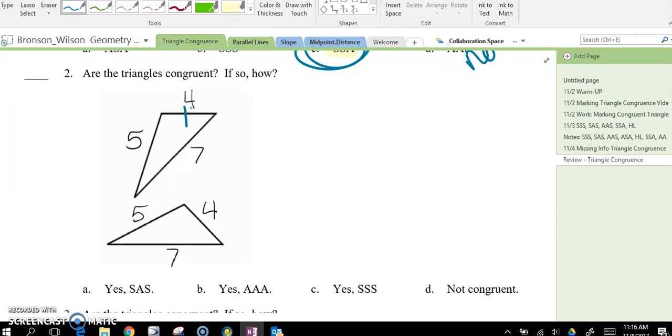Okay, so this side, does it have a side that is the same measure on the other triangle? Yes, so we're going to go ahead and mark that with the same tick mark. Notice I used the same tick mark. Do you notice that, G?